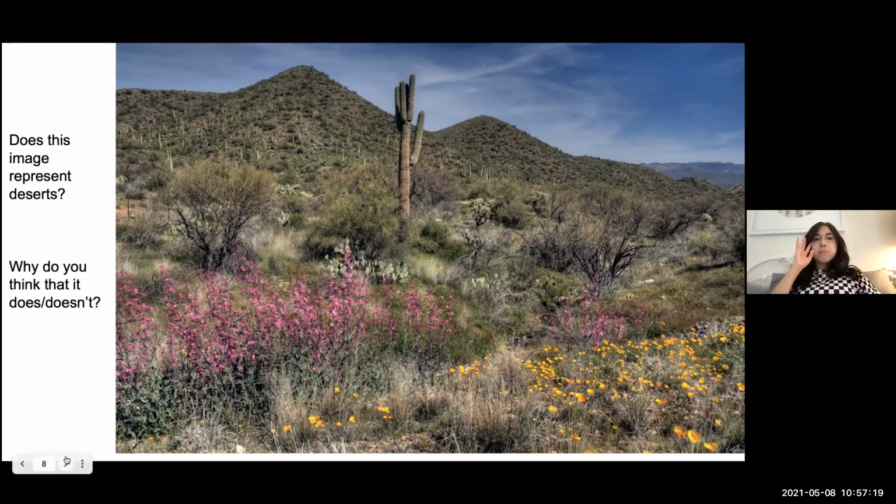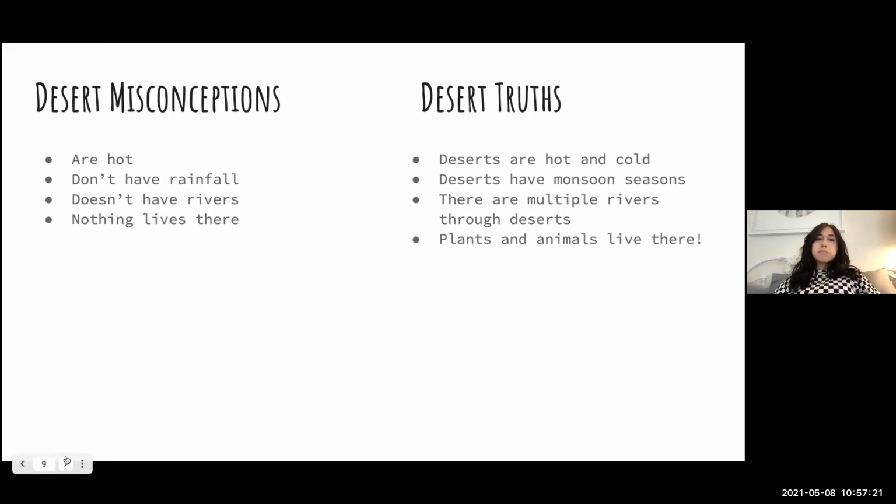And so this is something that we talked about, desert misconceptions and desert truths, right? Desert misconceptions are: deserts are hot, they don't have rainfall, doesn't have rivers, and nothing lives there. And we even connected to their families' experiences. Some of them have lived in Tucson their whole lives. Some of them go visit families in the Midwest or in areas that have a lot of rain.